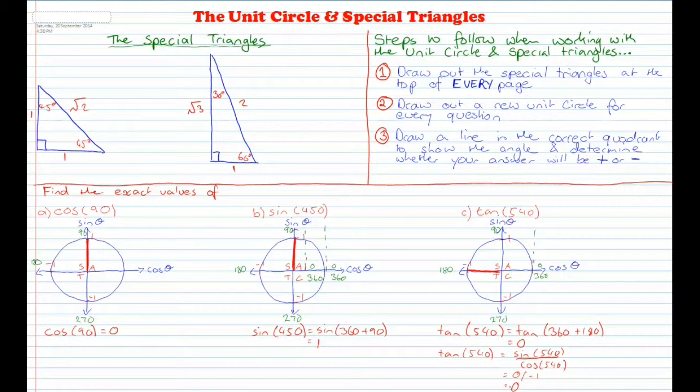Excellent, so welcome back. Now if we have a look at cos of 90, as you can see here, the line has gone from here all the way around to here. So therefore for cos of 90, my x-axis is at 0 there, so cos of 90 will be equal to 0.